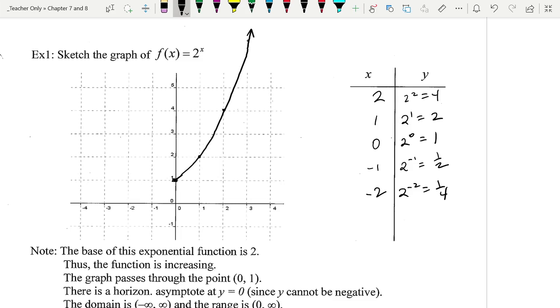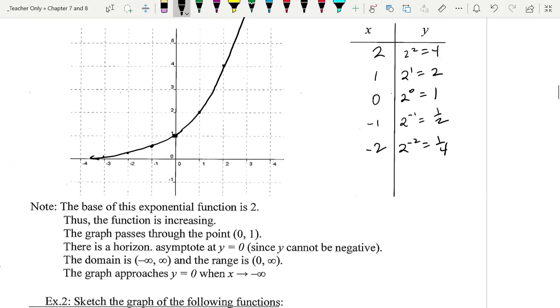But what happens this way? Well, at negative 1, I'm at a half. At negative 2, I'm at a half of that. If I went to negative 3, I'd have a half of a half of a half. That's an eighth. But I will never actually cross 0. I'll just get infinitely close to it.